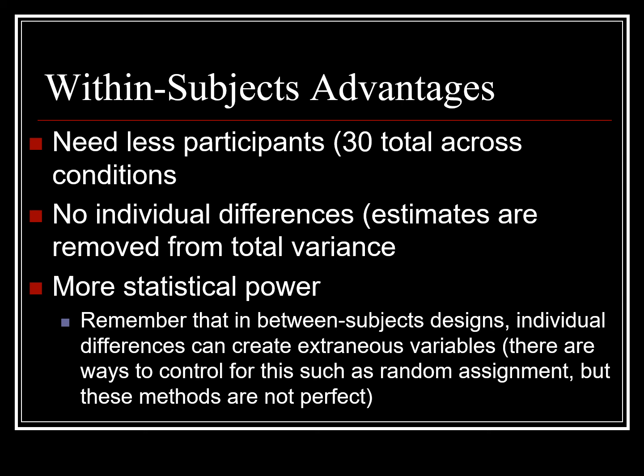And we no longer have to estimate individual differences, hoping that random assignment got rid of that problem. In fact, it's just gone. We don't even have it in the equation anymore. So remember that in between subject designs, individual differences can create extraneous variables, noise. There are ways to control for this, such as random assignment, but those methods are not perfect, and therefore we still have to estimate that noise as a part of our calculations.